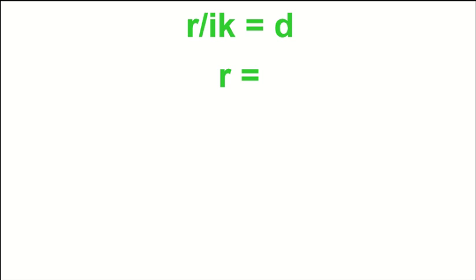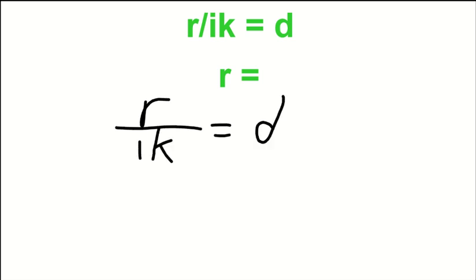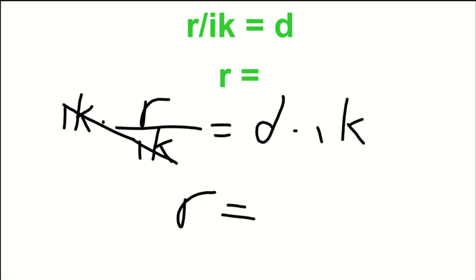Alright, so if I rewrite this a little bit, basically we got R over IK equals D. So we multiply by the IK, those cancel, same thing to each side. So we'd have R. Any questions?